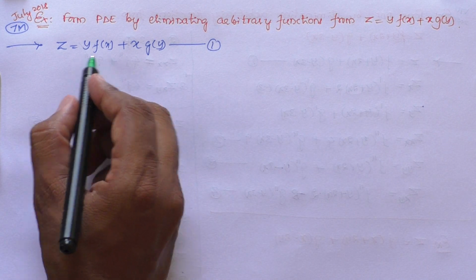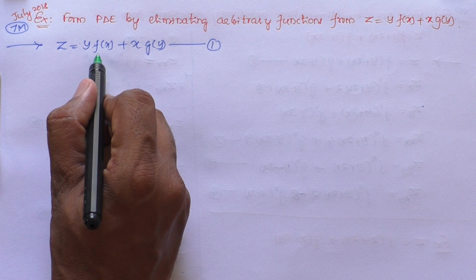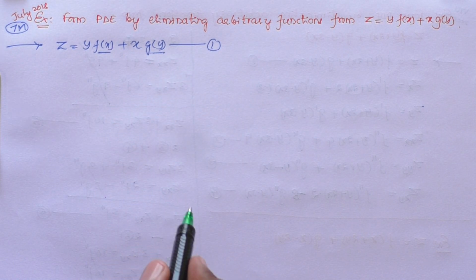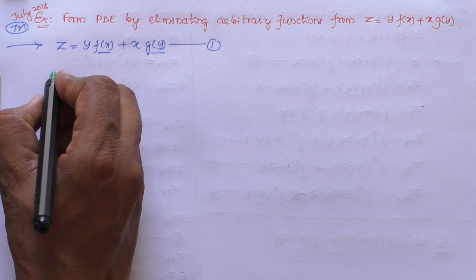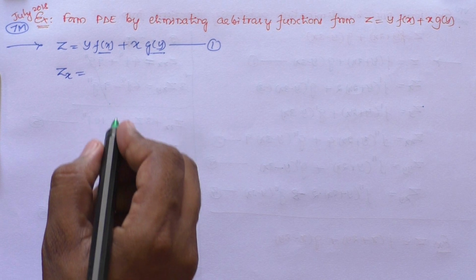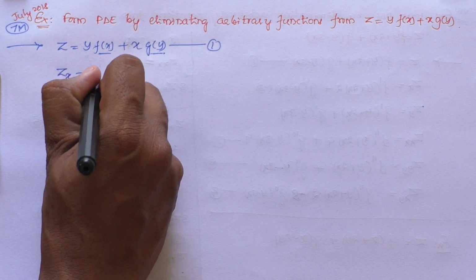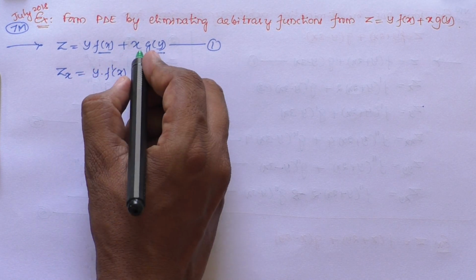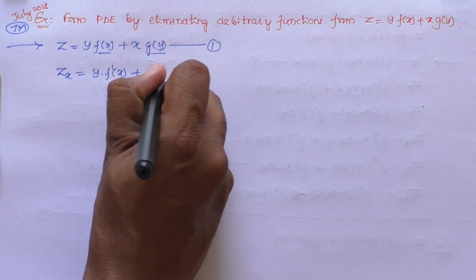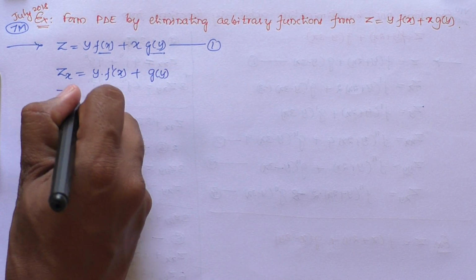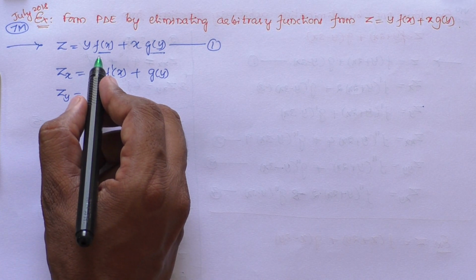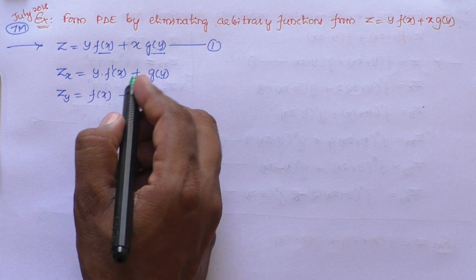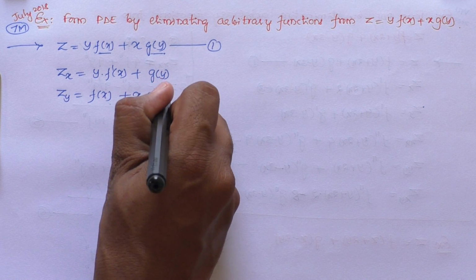Now if you look at this equation, it has two arbitrary functions f and g. So it means you need to go up to second order partial differentiation. First differentiate with respect to x, that is zx. Taking y constant, f differentiates to f dash x, and x differentiates to 1, into g of y constant. In the same way, differentiate partially with respect to y: y differentiates to 1, into f of x, plus x as it is, and g differentiates to g dash y.